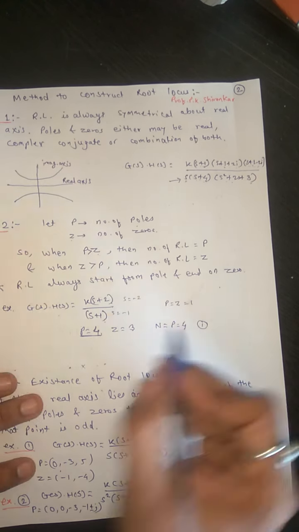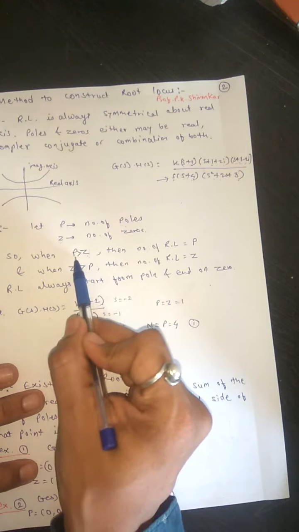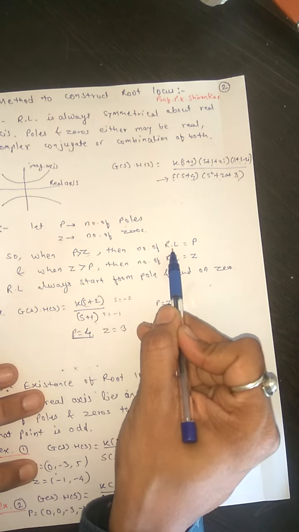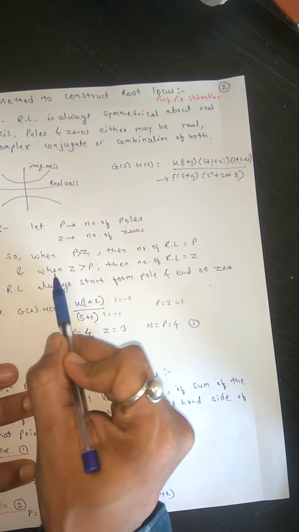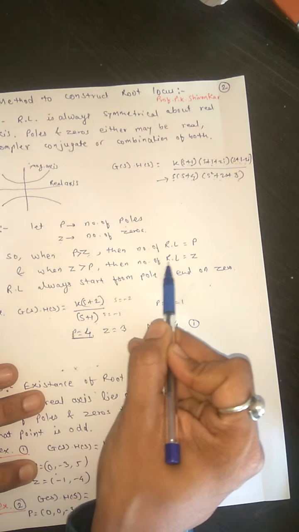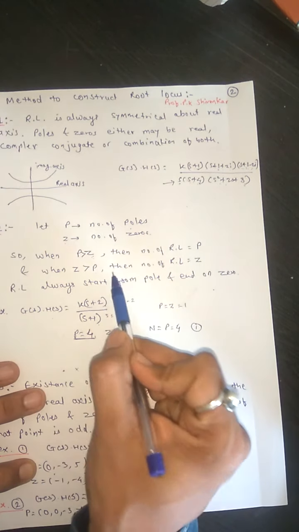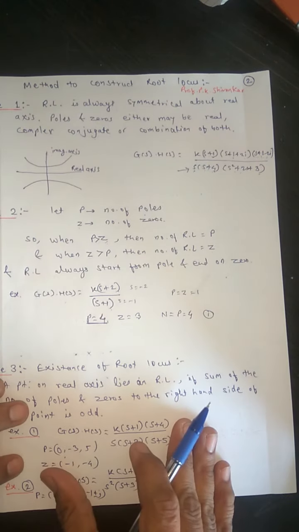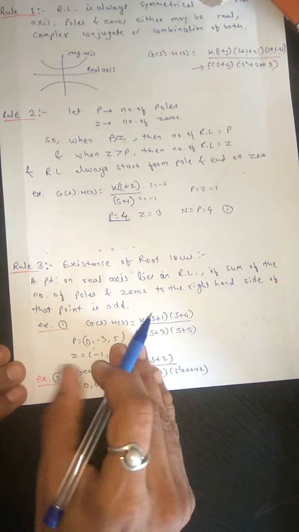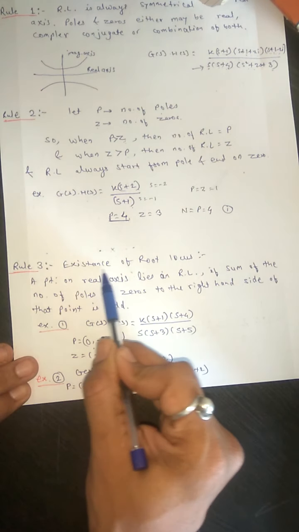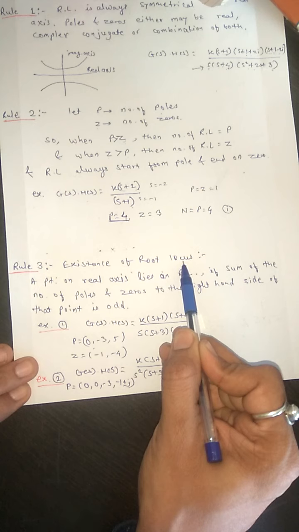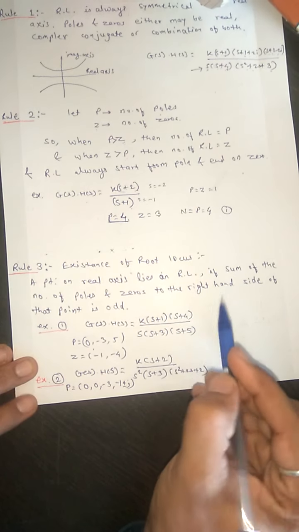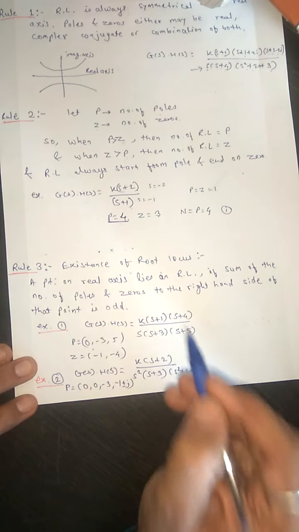Getting this? Here I have written when p is greater than z, then the number of root locus will be p, and when z is greater than p, then the number of root locus will be z. Whatever the bigger figure will be the number of root locus. Clear? Next, rule number 3, existence of root locus. This rule is about where root locus will be present and where it can't be present.